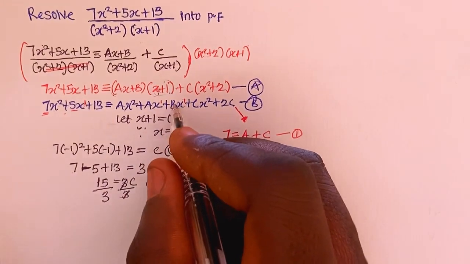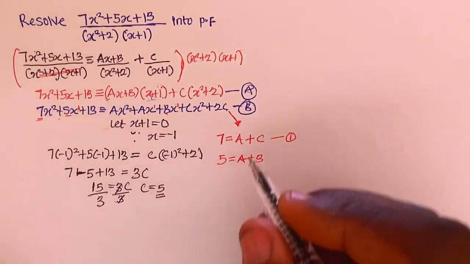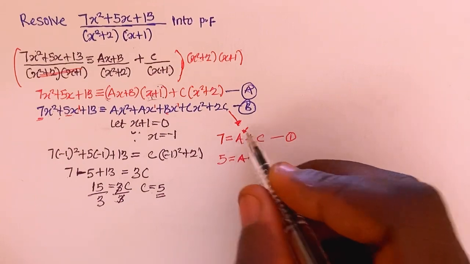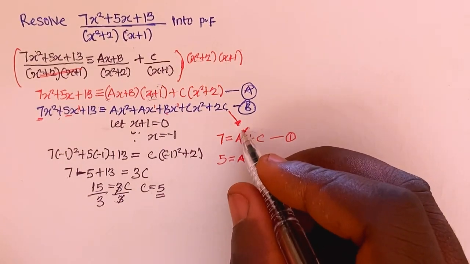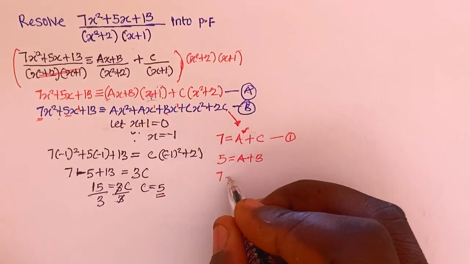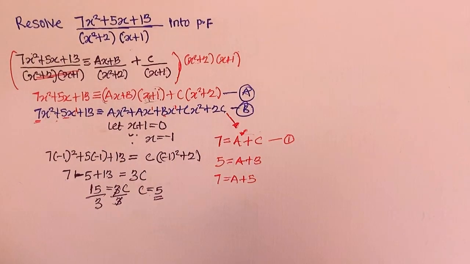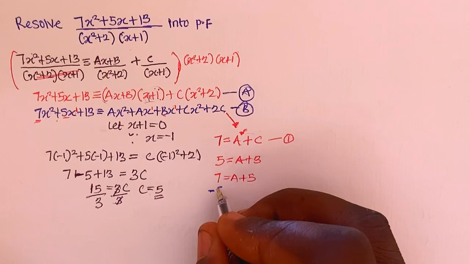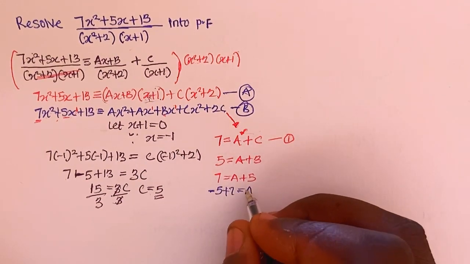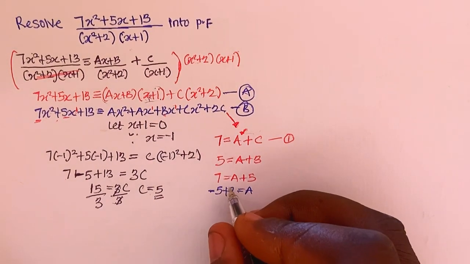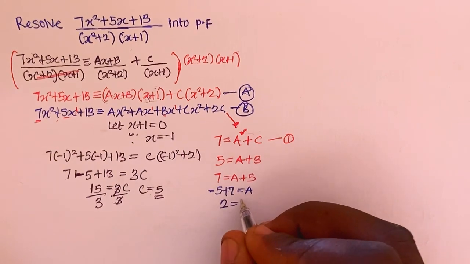If you look at this very well, my C is 5, so I'll just put my C here in equation 1. Then I'm going to have 7 equals A plus 5. In this case, I'm going to have minus 5 plus 7 equals A, so here I have 2 equals A.